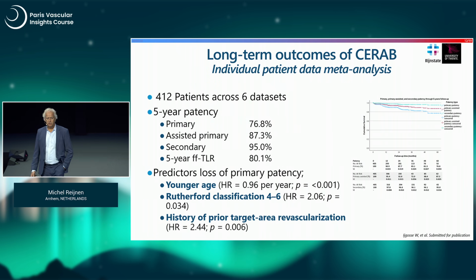To get more robust data on subgroups, we also performed an individual patient data meta-analysis. We were able to get 6 data sets of the previously mentioned studies, 412 patients. You see the 5-year patency rates are similar to our own results. And when we looked at the predictors for loss of primary patency, it were particularly patients with a younger age, patients that were treated for CLTI, and patients that had a history of prior target area revascularization. So those patients need to be monitored very closely, and you may debate if the others need very strict follow-up or not.